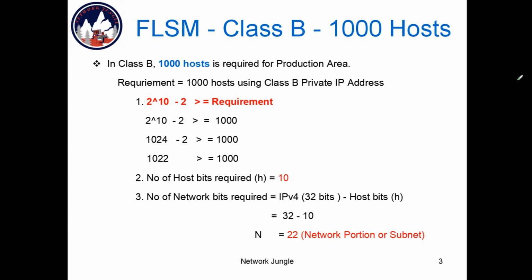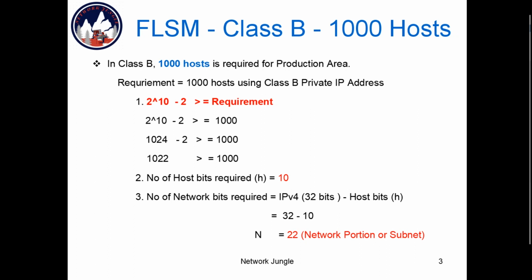Here, FLSM of Class B Private IP. The required number of host machines is 1000. That is, 1000 valid IP addresses are required for the protection area. We already know Class B Private IP ranges from 172.16.0.0 to 172.31.255.255. It is a /16 subnet. Here we use the concept of FLSM, fixed length subnet masking, so the subnet mask will be constant or fixed for the entire subnet.